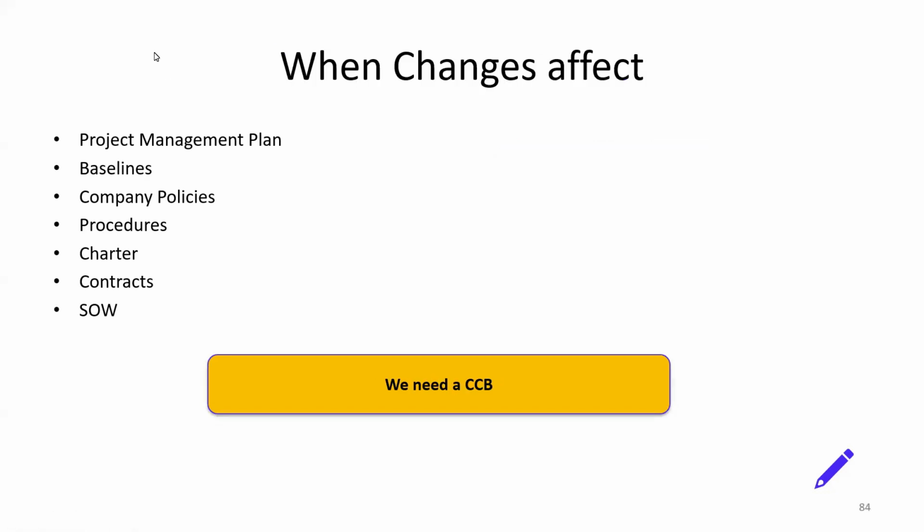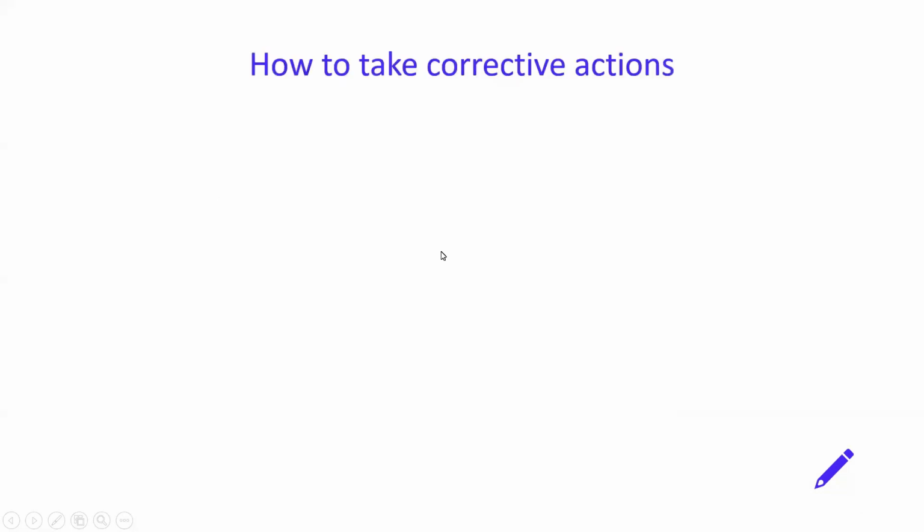When changes affect the project management plan, baselines, company policies, procedures, charter, contracts, and SOW, at that time you will need a change request. If it's affecting these things, you will need a change control board, a change request for that, okay.